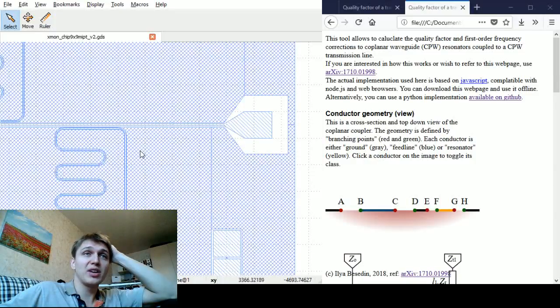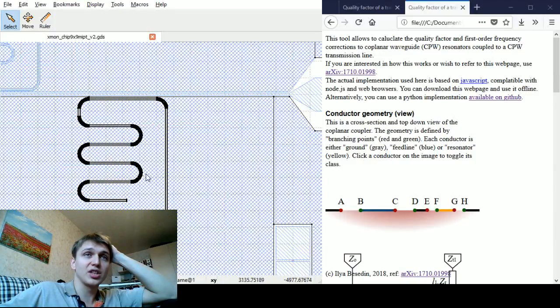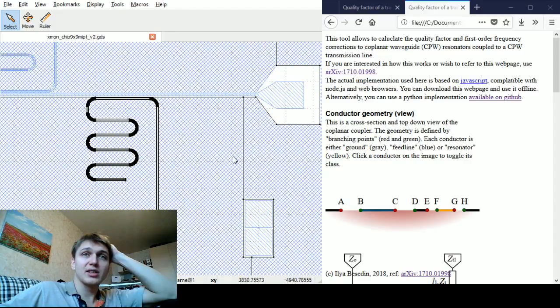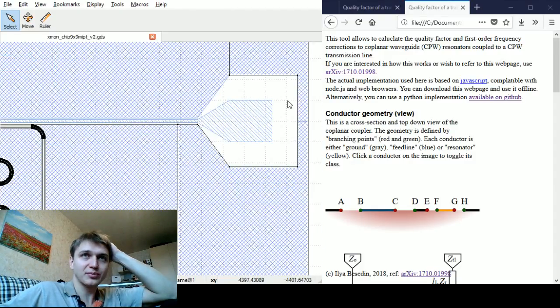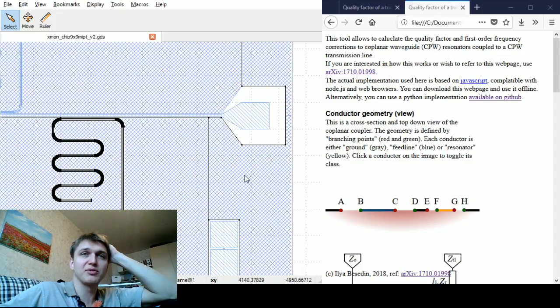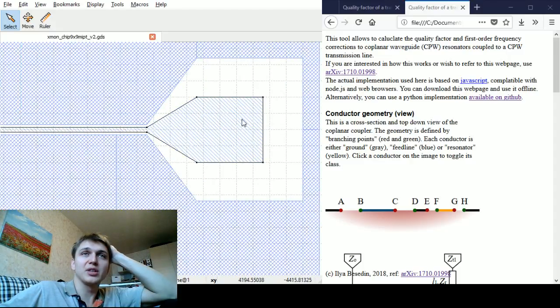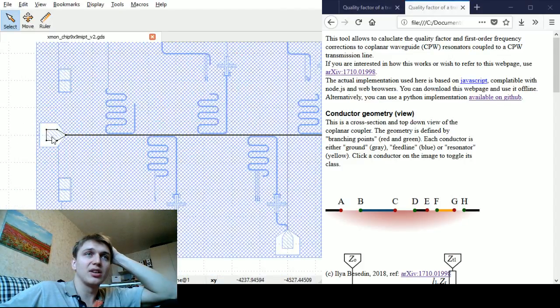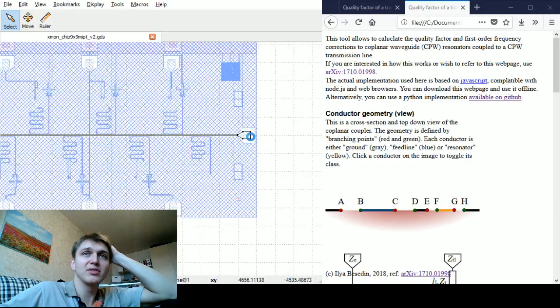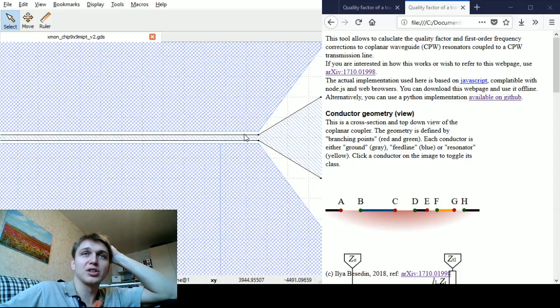So a coplanar waveguide resonator is essentially this structure here. Everything that is blue is a conductor, and everything that is white is etched away and is not a conductor. This structure is made with lithography on silicon. If we bond wires to this contact pad and then to this contact pad, then we can transmit microwaves, and this works like a transmission line.